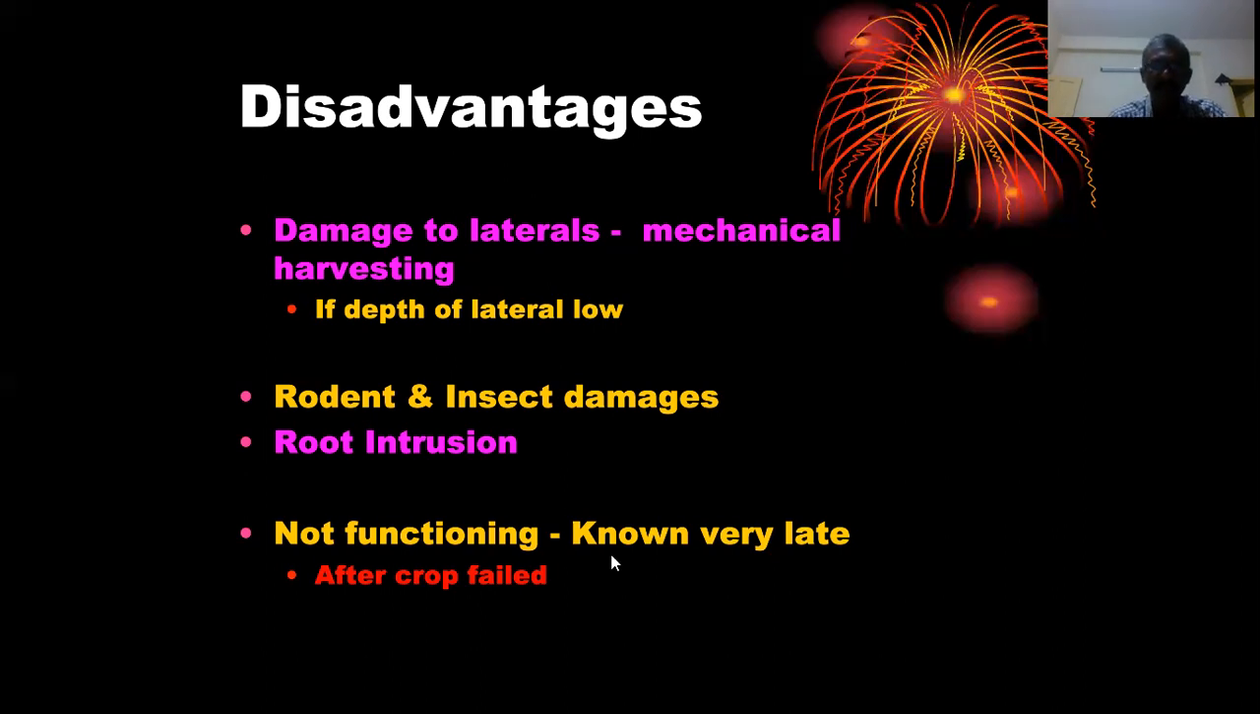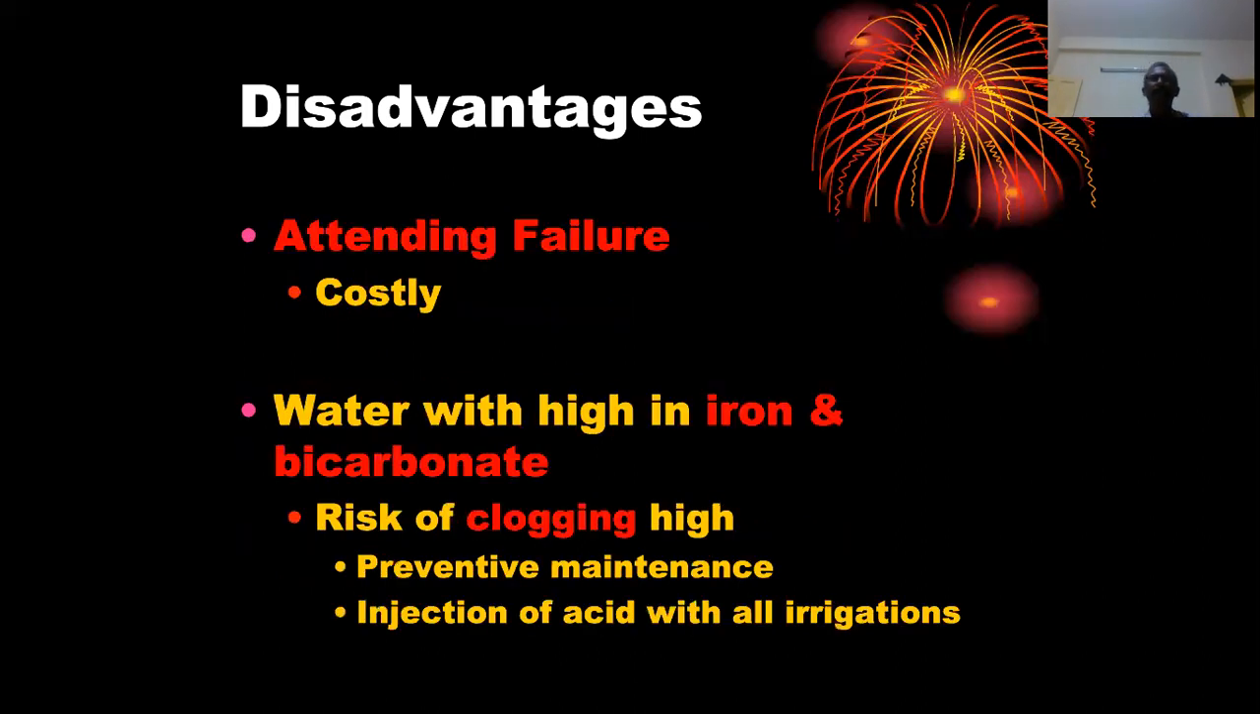And finally, the last disadvantage is that since all laterals are underground, whether it is functioning or not cannot be seen very easily. It is known very late, and only after the crop shows symptoms of failure, after crop failure only, we are able to find out there is some kind of a difficulty in subsurface drip irrigation. So this is a disadvantage. And attending failures is very costly, because everything is underground, opening up and finding where the difficulty is.